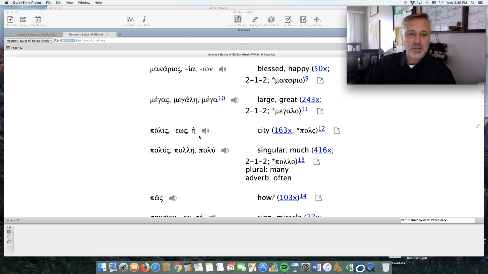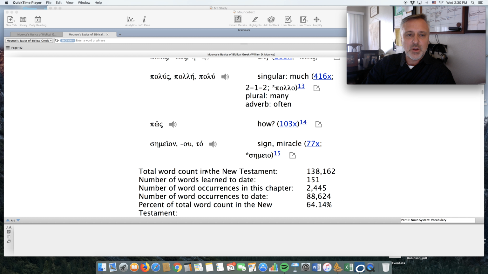All right. And here's a word that we saw the whole paradigm for earlier in the chapter, polus. Polus, polle, polu, meaning much, or in the plural, many. It is also used as an adverb meaning often. The stem of polus is pol with two lambdas, and you can see how that declines back a couple pages ago. I believe it's on page 110, I think, is what it is. All right, let's keep going.